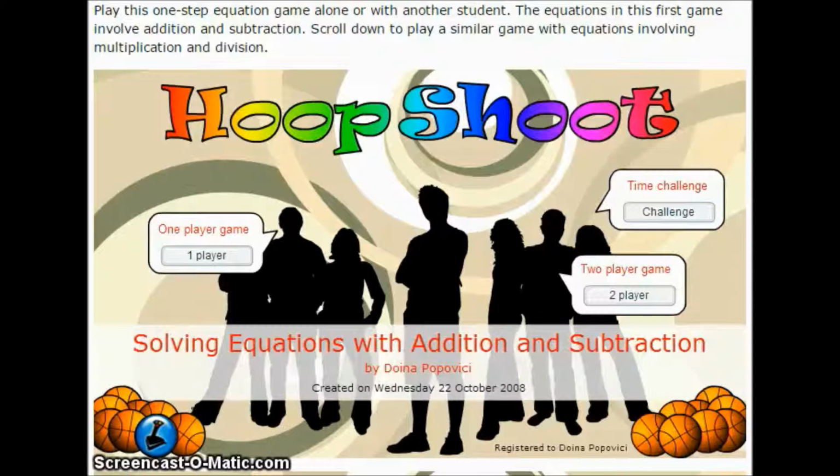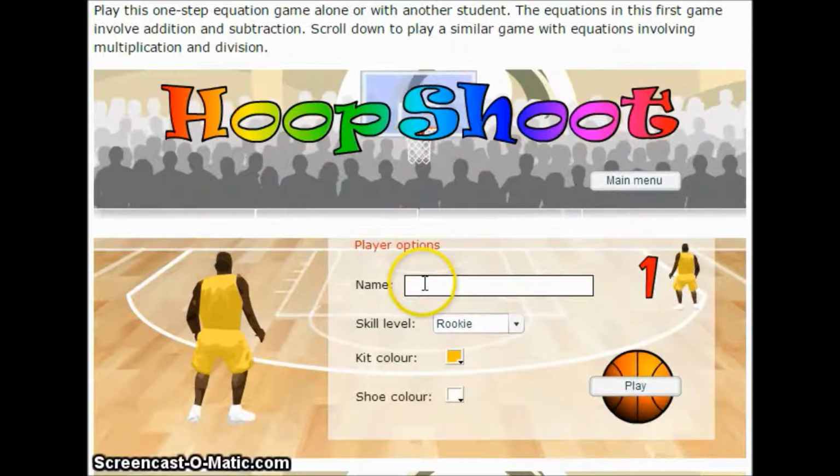So now we're going to play a game called Hoop Shoot. And this is actually a one-step equation game, but this will be great practice. And you can either play by yourself, with another person, or do a time challenge. So we're going to play by ourselves. Okay, and I'll be teacher. And let's say I'm a little experienced.